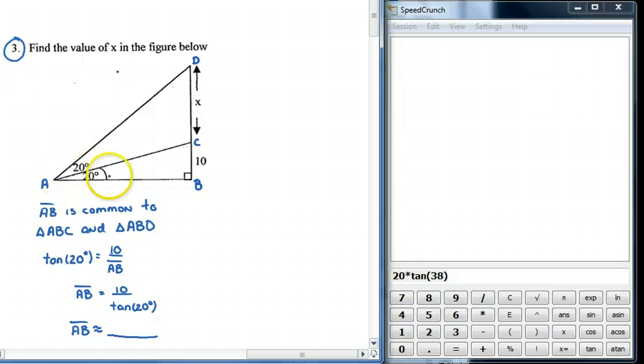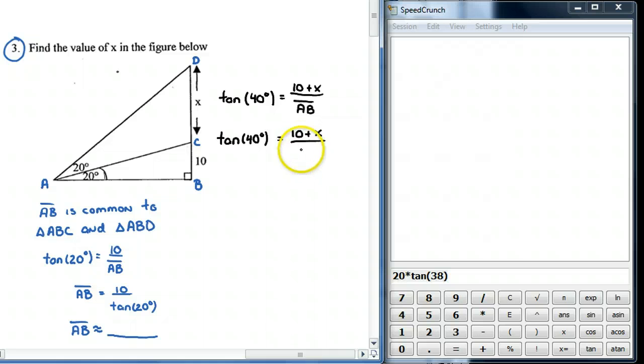So now if we look at triangle ABD, we see we have a 40-degree angle here, and the opposite is x plus 10, and AB is the adjacent. So again, we're going to use tan. What I know now is that tan of 40 degrees is equal to the opposite, which is 10 plus x, over the length AB. So therefore we can do a substitution here, and I can say tan of 40 degrees is equal to 10 plus x, and this is where I'm going to substitute in 10 divided by tan of 20 degrees.